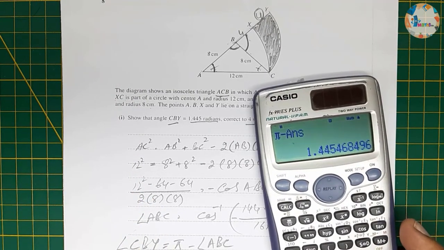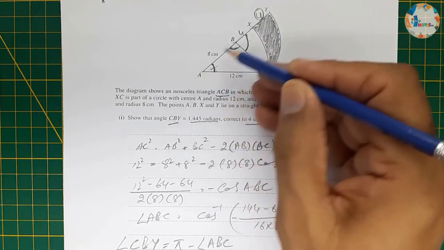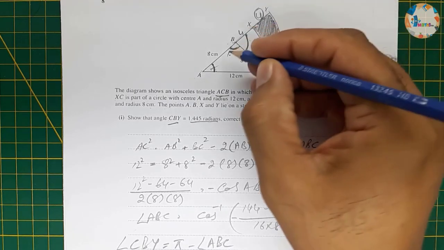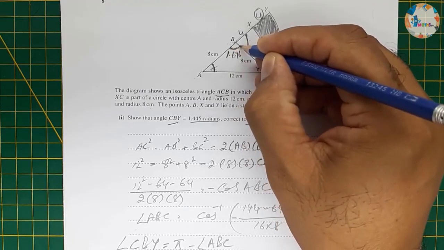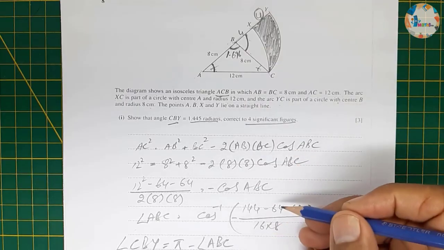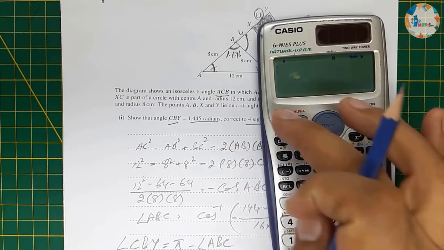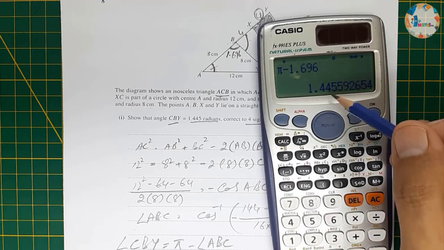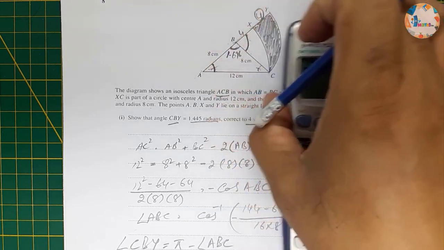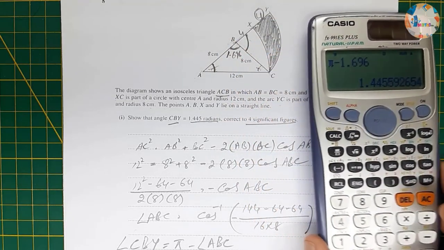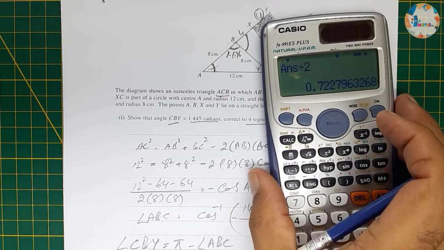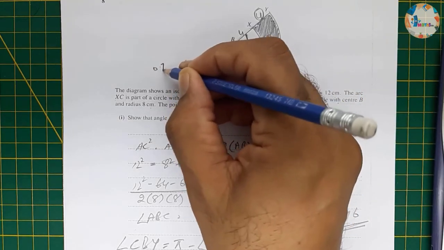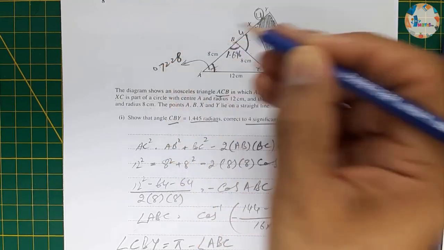So we know this angle ABC we calculated in part 1, 1.696. This is this angle. Now the remaining angle will be pi minus this one. So we can write pi minus 1.696, and divided by 2, because this angle will be divided equally into these two parts. So divided by 2 will be equal to 0.7228. So I will write this angle as 0.7228. Hopefully you understand how I got this angle.